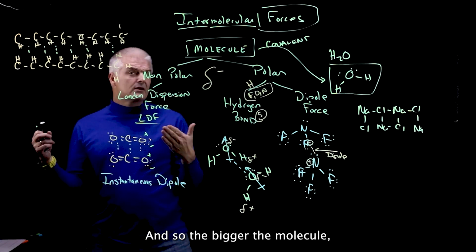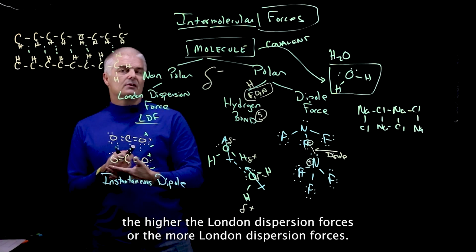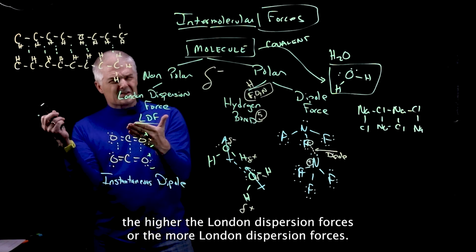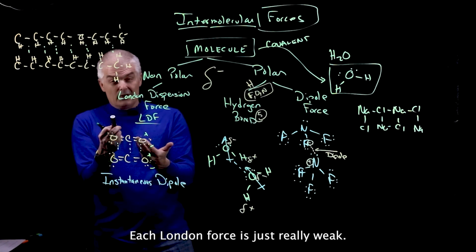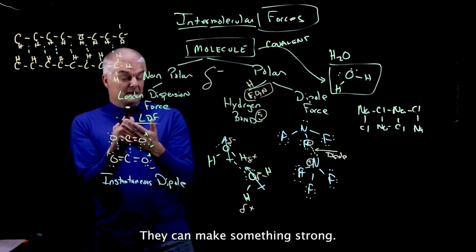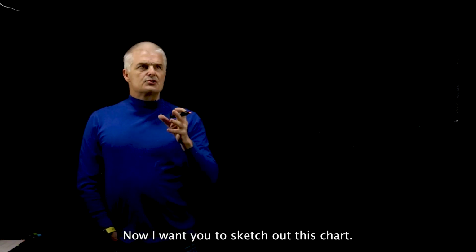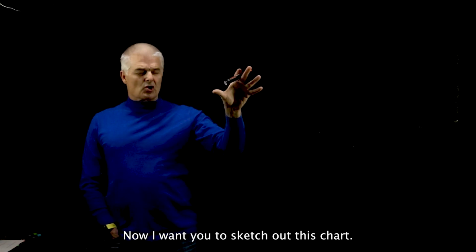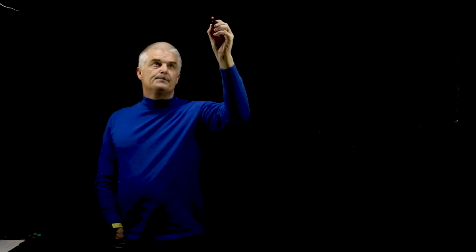And so the bigger the molecule, the more London dispersion forces. Each London force is just really weak. But if you have enough weak things added up, they can make something strong. Now I want you to sketch out this chart. Kind of a complex chart, but I'll explain it.